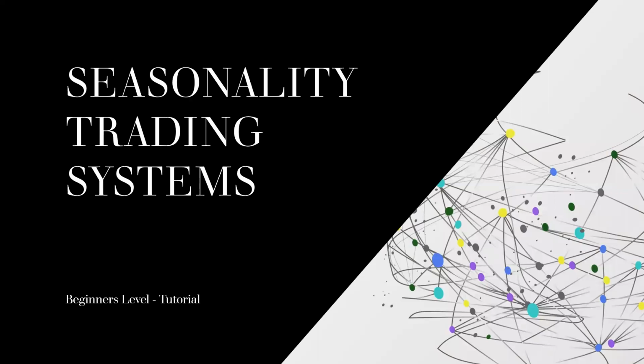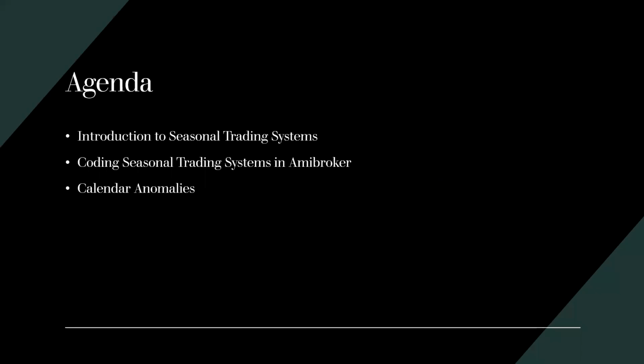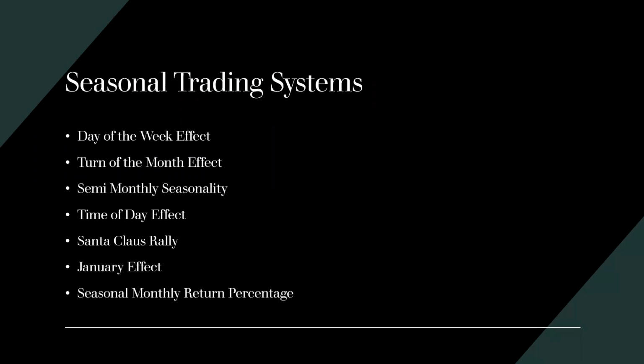A lot of seasonal trading systems are available. Some of the most important ones are the day of the week effect, turn of the month effect, semi-monthly seasonality, time of the day seasonality, Santa Claus rally, the January effect, and seasonal monthly return percentage. And other than that, sell in May and go away. Those kinds of systems are there. Some of them are non-workable systems, so we are not going to focus on those things, that sell in May and go away kind of thing.